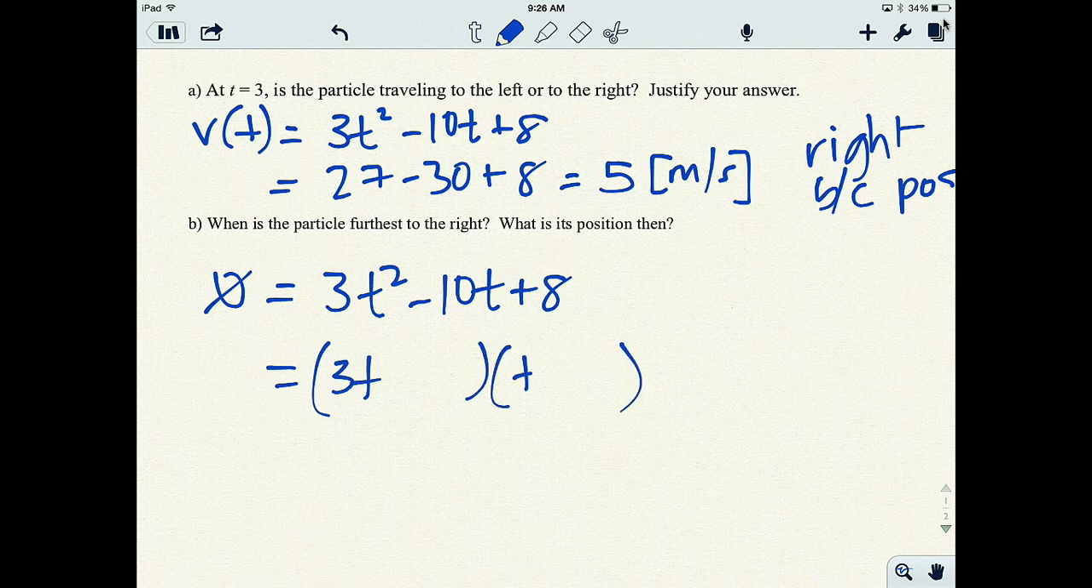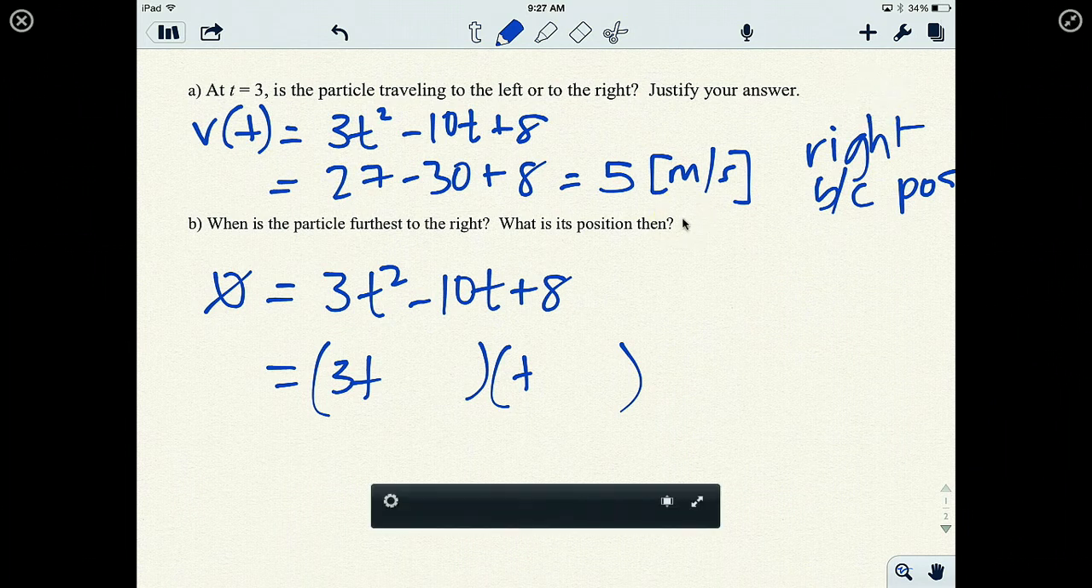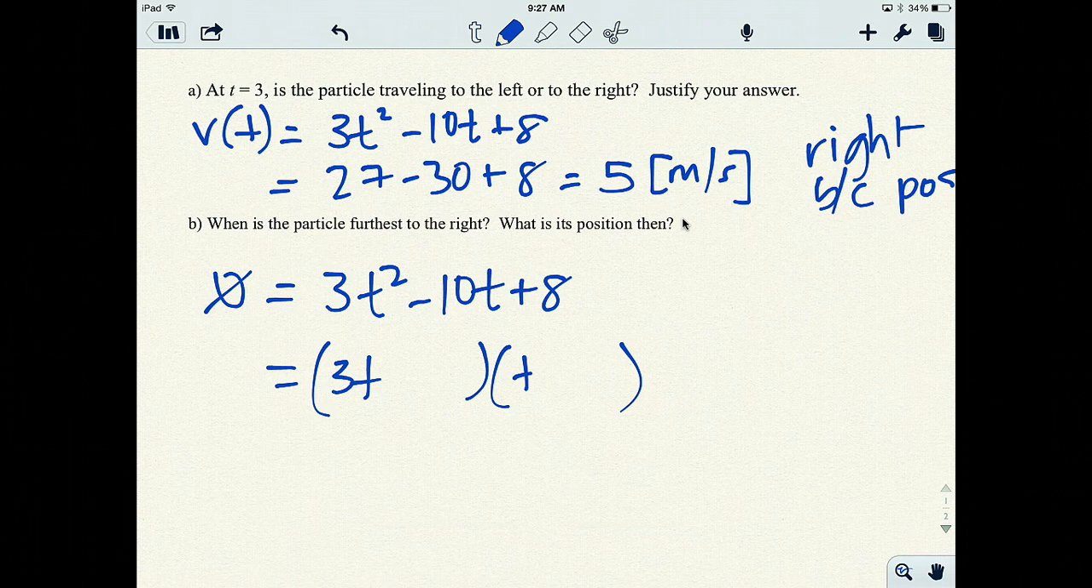I've got to think of some numbers that if I multiply them, I get an 8, and I have a negative 10t on the inside. So let's just try a minus 4 and a plus 2. So I put a minus 4 here and a plus 2 here. If I multiply them, oh, this doesn't work. Let's try a minus 2 and a minus 4.